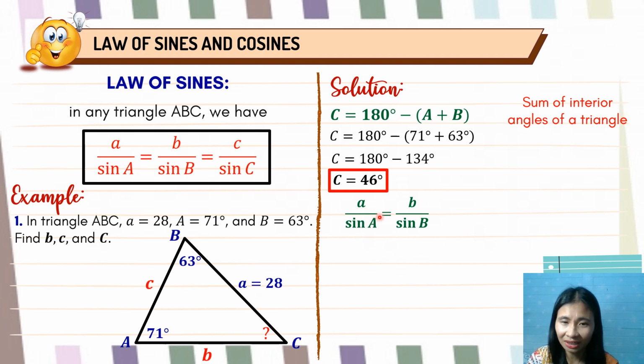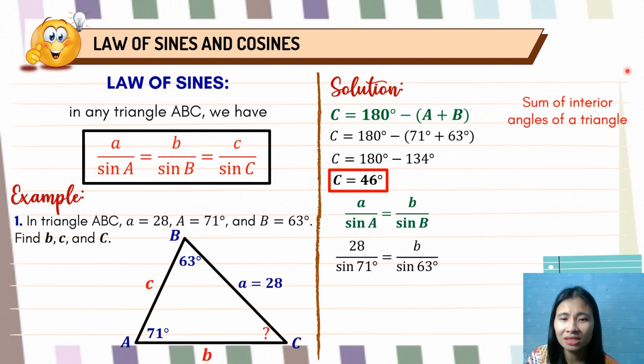The first pair that we are going to use is the pair with complete data. Since we have angle A and we also have side a, we are going to make use of a over sine A. And since we also have the measure of angle B and we need to solve for side b, remember that in choosing the two pairs in the law of sines, make sure that after substituting all the given data, there should only be one variable left unknown. If there are two unknowns, the solution of the problem is not possible.